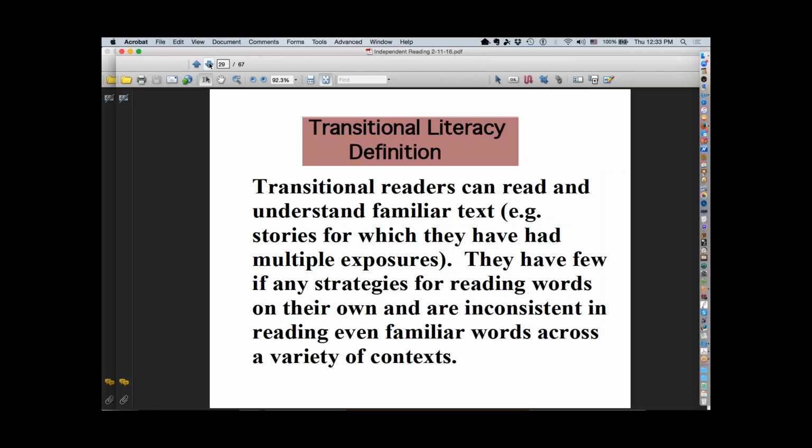Transitional texts are for our transitional readers who can read and understand familiar texts such as stories for which they've had multiple exposures. They have few, if any, strategies for reading words on their own and are inconsistent in reading even familiar words across a variety of contexts. Again, this is from that beginning literacy framework.